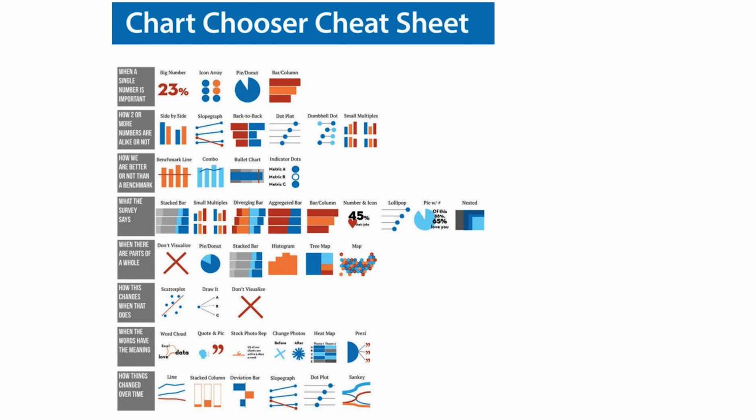And here, there are other options as well if it's a single number that's important, like a pie chart, a bar or column chart, and this icon array is pretty cool. And then there are other categories here too that are interesting to think about. So if you want to show how two or more numbers are alike or not, how we're better or not than a benchmark, what the survey says, parts of a whole. Yeah, I love this. Don't visualize.